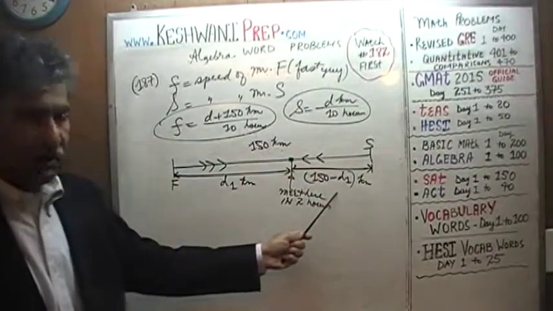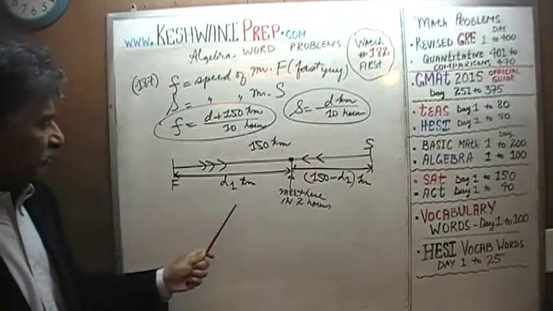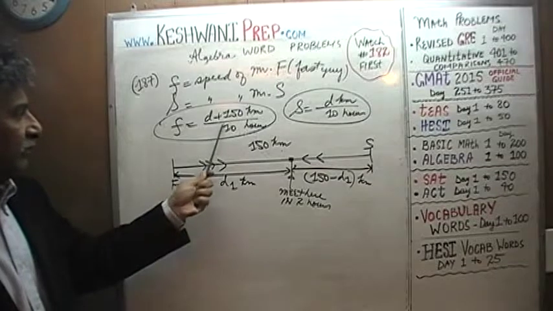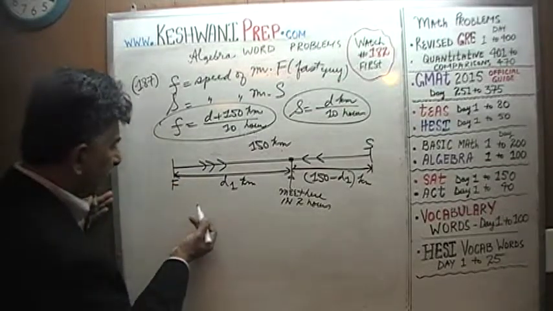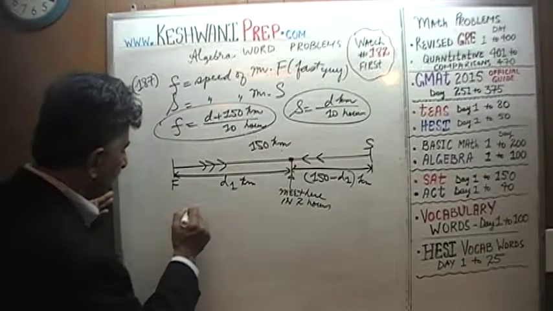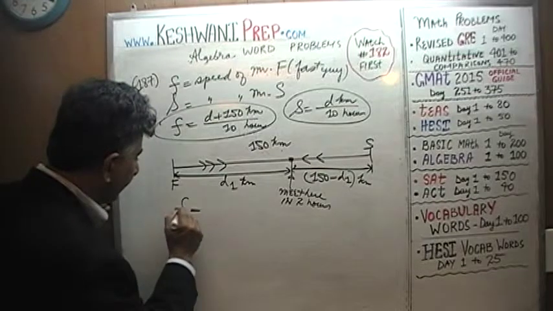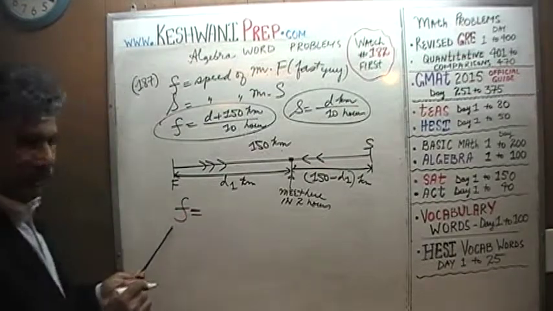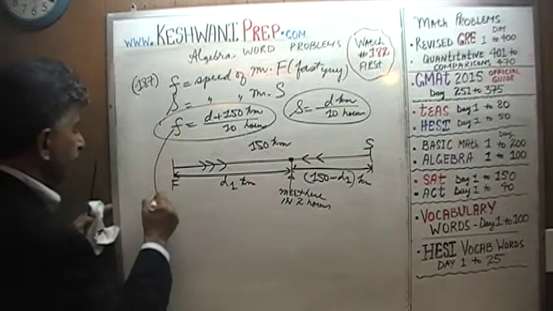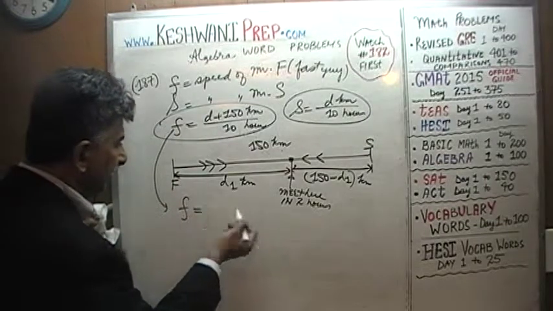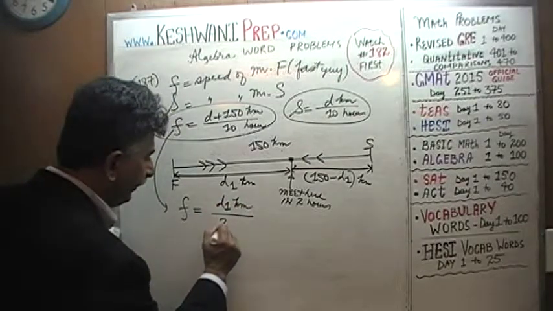Once we know the speed of the slow guy, we can equate that to this one. Once we know the speed of the fast guy from here, we can equate that quantity to this one and solve for D. Very simple. Let's do it. The speed of the fast guy is the same as before, so we use the same symbol, F. He's going D1 kilometers in 2 hours.